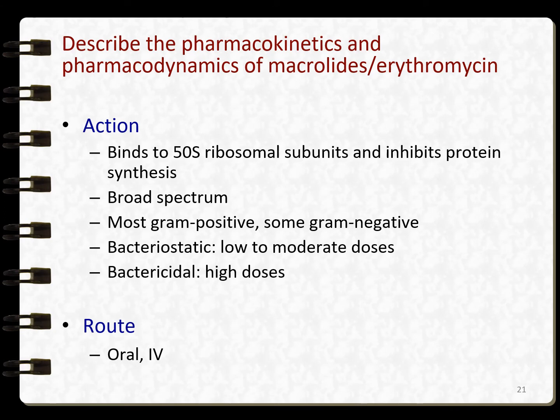All right, so now we're going to look at macrolides, such as erythromycin. The action: it binds to the 50S ribosomal subunits and inhibits protein synthesis. It is a broad spectrum antibiotic, effective against most gram-positive and some gram-negative bacteria. It is bacteriostatic in a low to moderate dose, but it is bactericidal in a high dose. We can give this oral or we can give it IV.